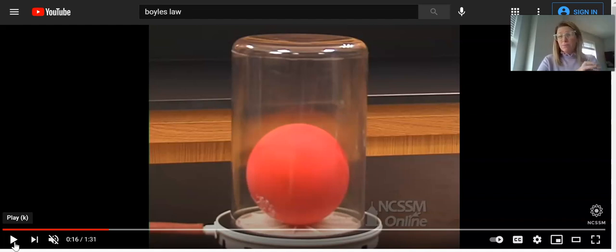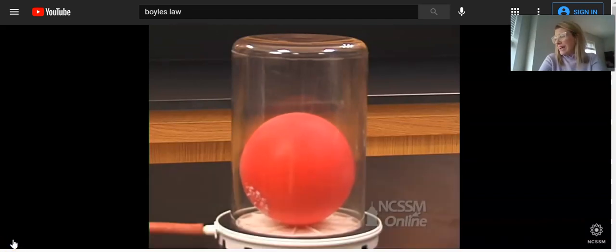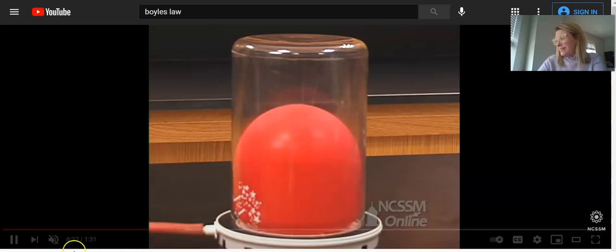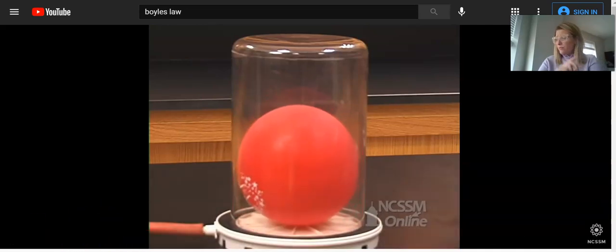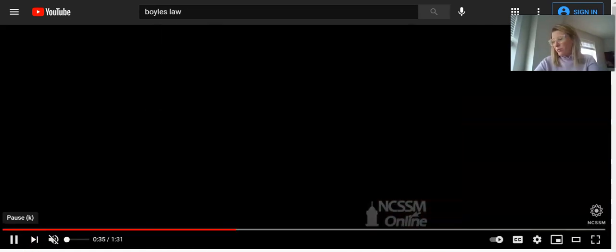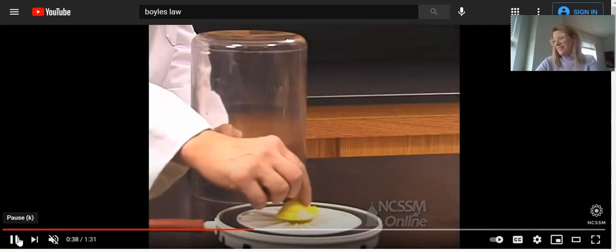Now remember, we've seen this before, talking a little bit about vapor pressure and boiling. When we flip that switch on, the air from inside of that vacuum chamber is removed. As that air is removed, the balloon is expanding and it's going to continue expanding. Eventually, if we flip that switch off, the air is let back into that vacuum chamber and our balloon decreases in size.